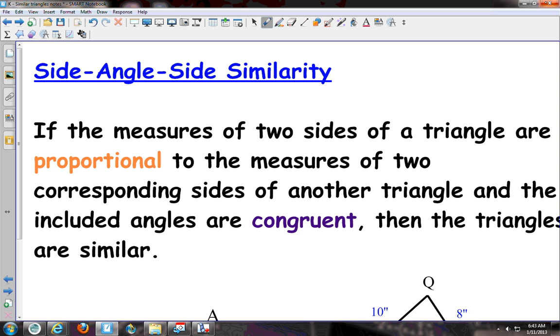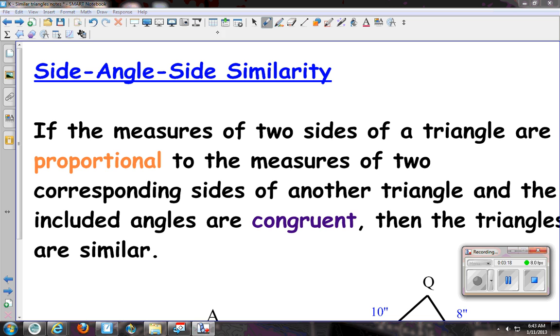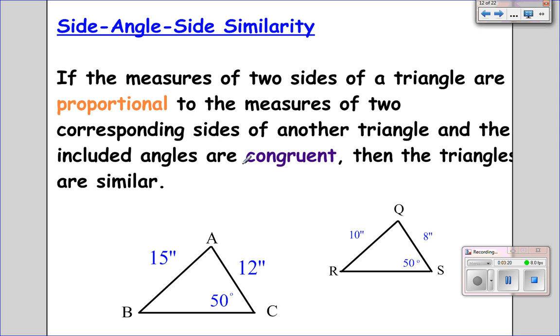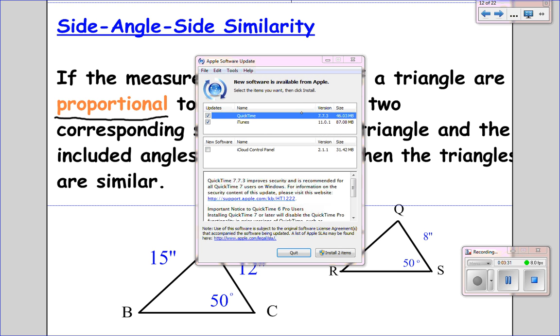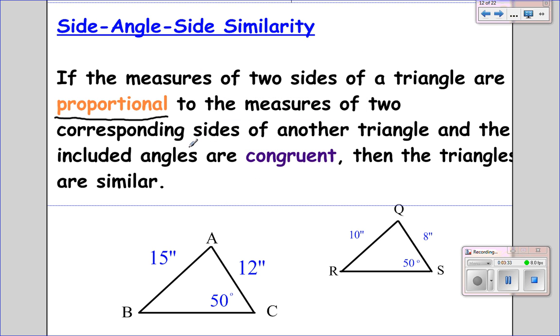Okay, here we're going to look at our third postulate now, which is the SAS, side-angle-side similarity postulate. And this states if the measures of two sides of a triangle are proportional, so once again, proportional, not congruent, to the measure of two corresponding sides of another triangle, and the included angles are congruent, then the triangles are similar. So we have to check the sides and the angles to see if they're proportional.